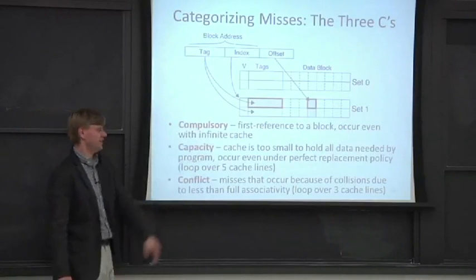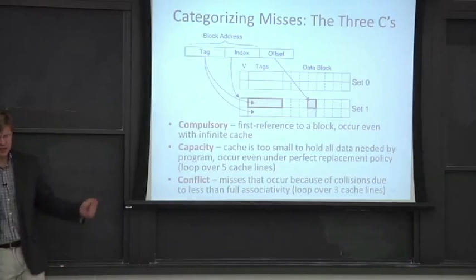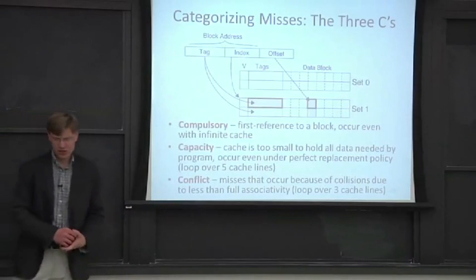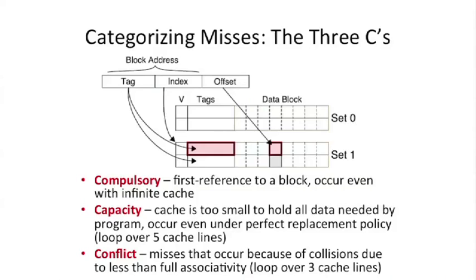Okay, the first C, a compulsory cache miss. What that means is that it's the first reference to a block, and you're going to take that cache miss even if you have an infinite sized cache. You can't get things into the cache unless you try to access them the first time ever. So that's what a compulsory cache miss is, that first reference.